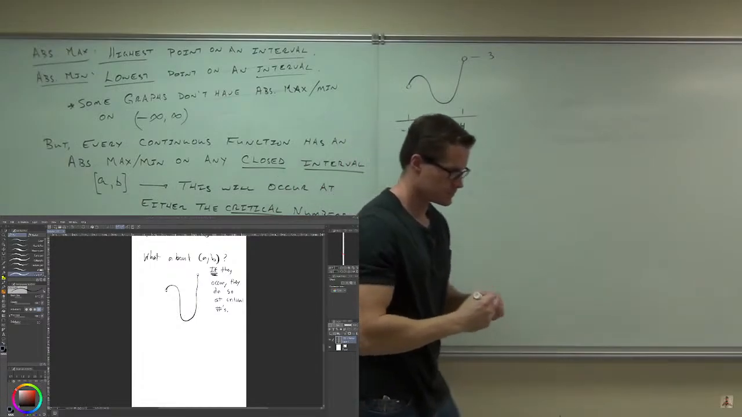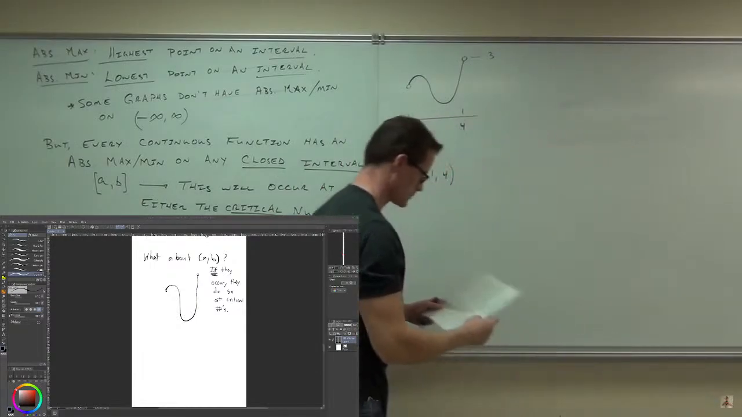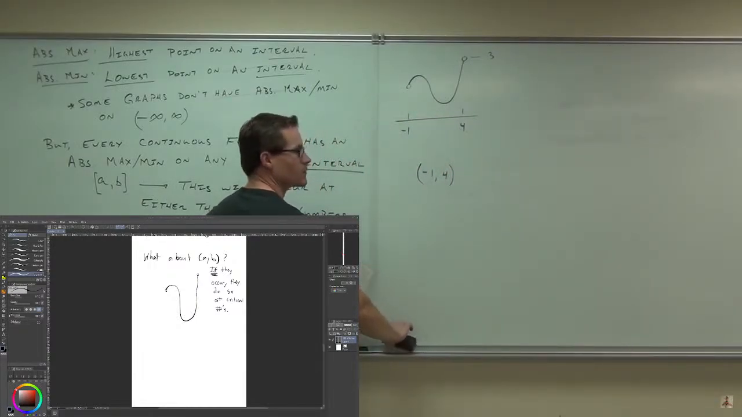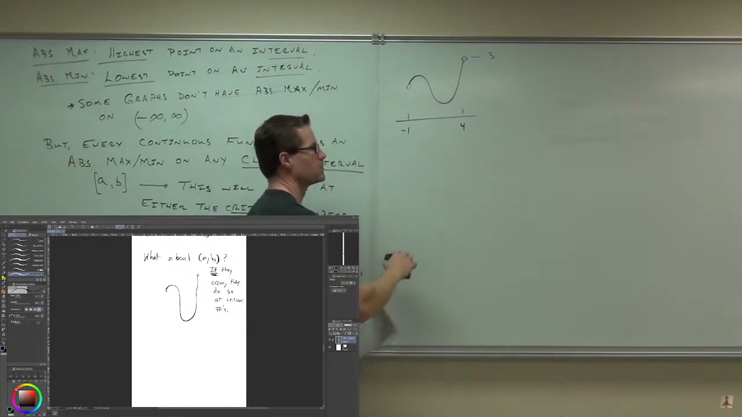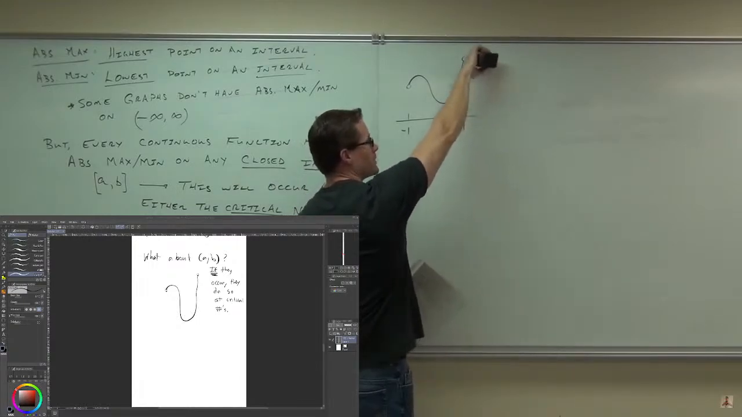So if you were to go on with the function to the right and come back down and then put like the open interval, would you? Like right here? Yeah. You'd have an absolute max. Okay.